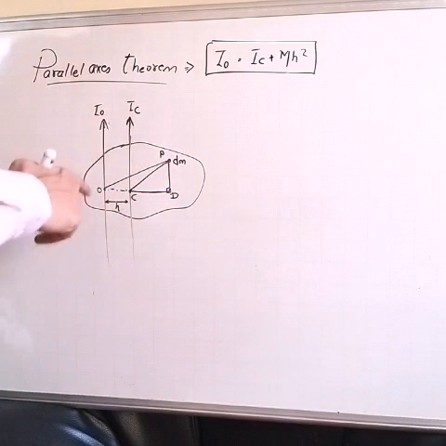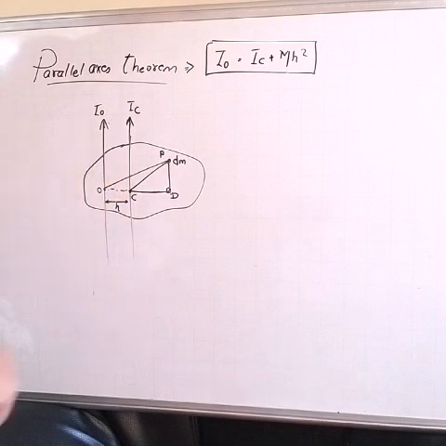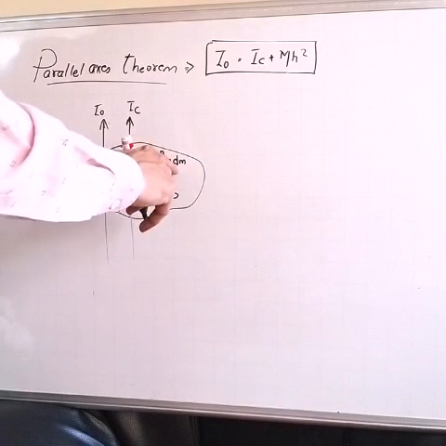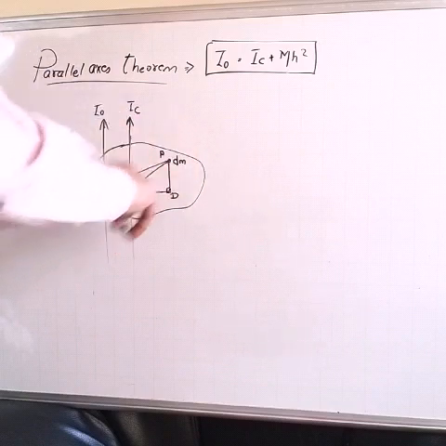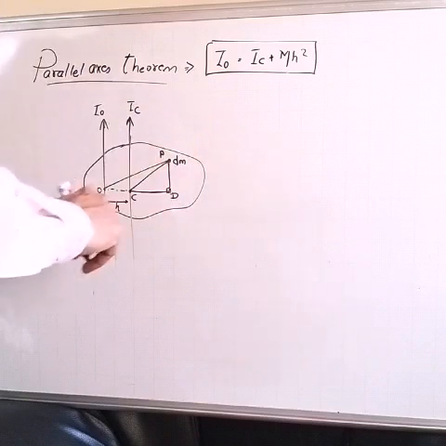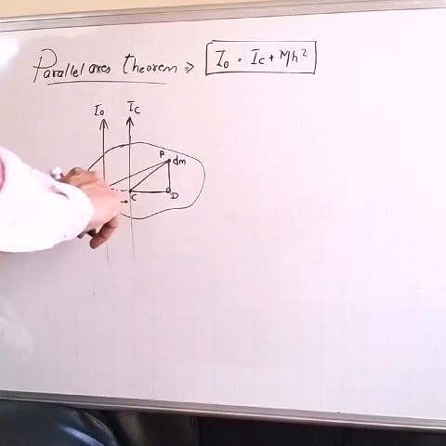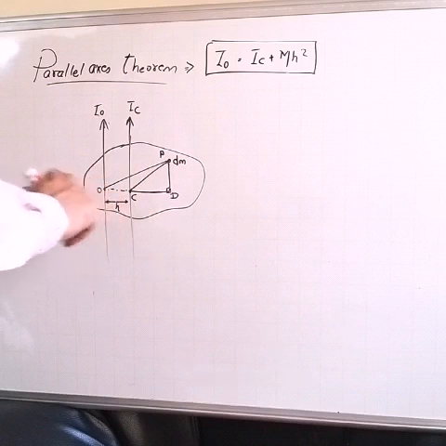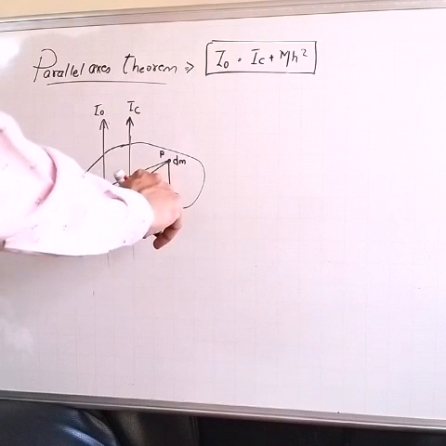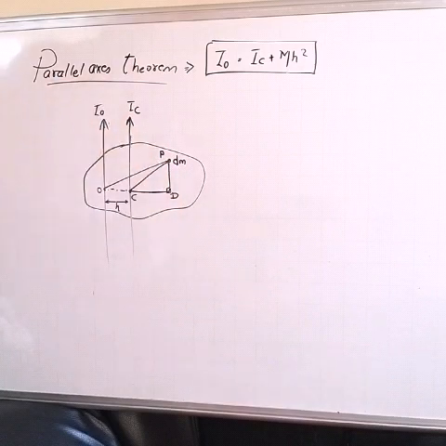There are two axes passing through points O and C. This is a small element dm at point P, and I have joined OP and CP, and OC is the distance between the two axes, which is h, and I have extended OC up to point D and dropped a perpendicular, right?